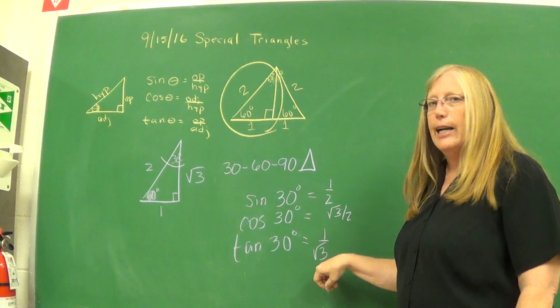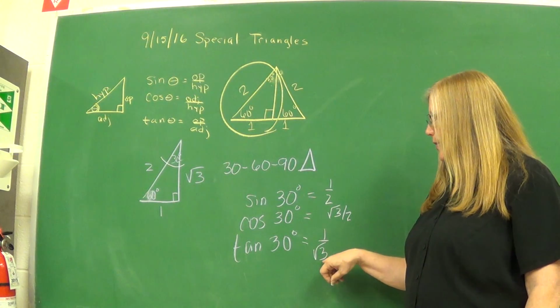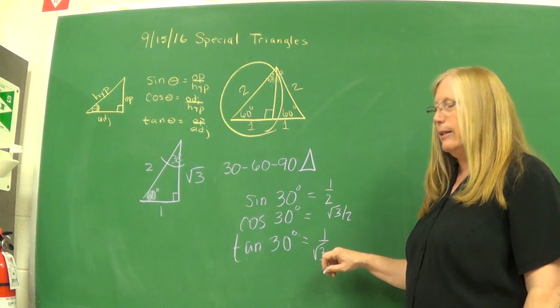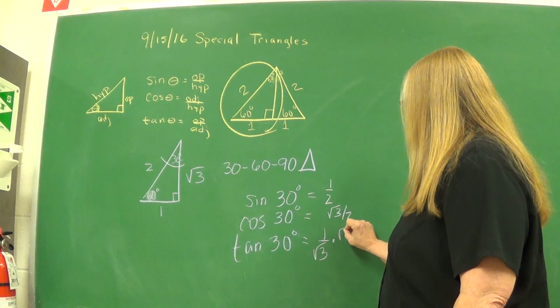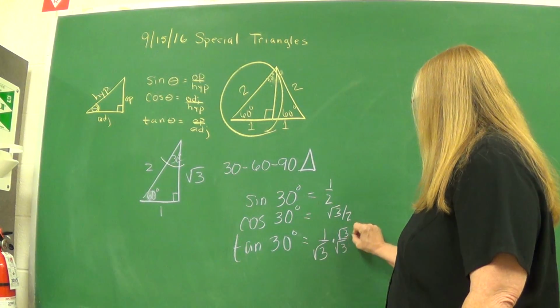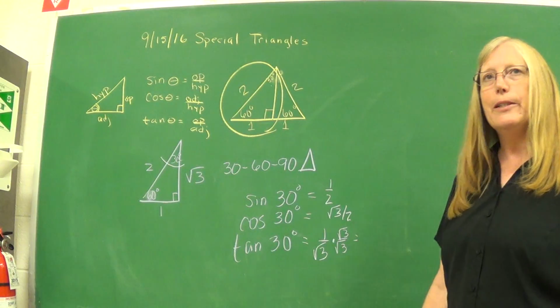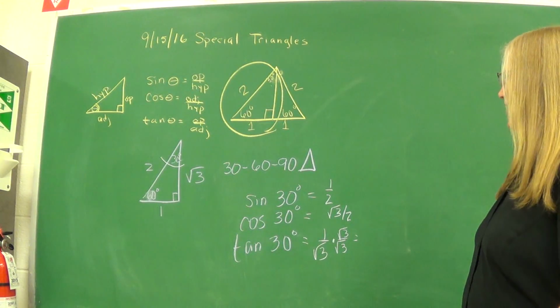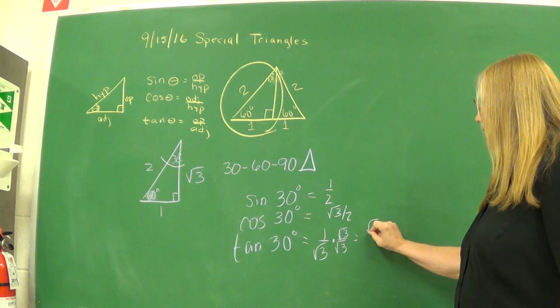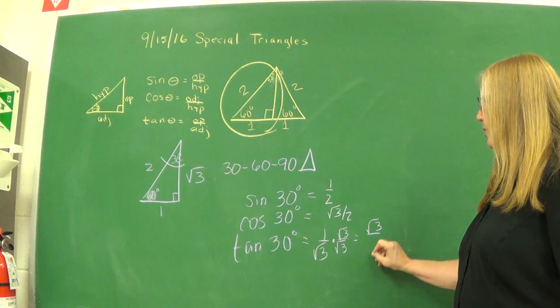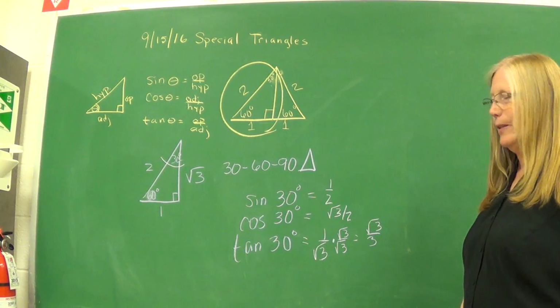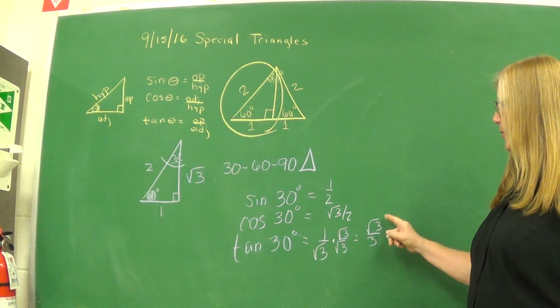This, however, has to be rationalized. We never leave square roots in the denominator. So we have learned in math past how to rationalize, which means to get the square root out of the bottom. So we have square root of 3 on the top. Square root of 3 times square root of 3 is 3. And see how quickly it was removed.